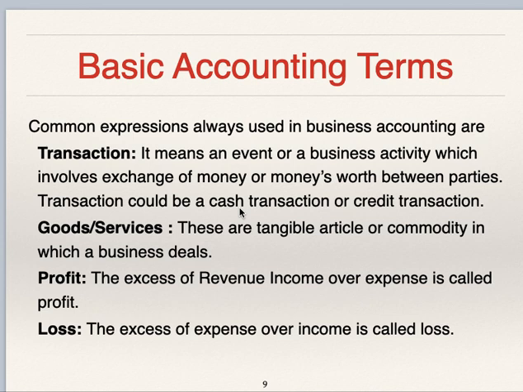So when parties settle the transaction immediately by paying cash or by check, it is known as cash transaction. In credit transaction, the payment is settled at future date as per agreement entered into between the parties. So transaction is any business activity which involves exchange of money or money's worth between the parties. Only monetary transactions are to be recorded in the books of accounts, and transactions can be cash or credit transactions.